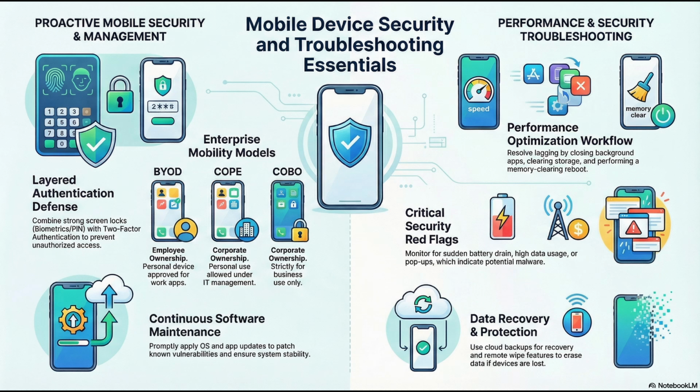How does the company even know? Remember that MDM we talked about? Most MDM solutions can detect a rooted or jailbroken device instantly. And because a rooted device is a security black hole, the MDM will usually just block it from the network immediately. So you root your phone, you lose your work email. Simple as that. Pretty much.